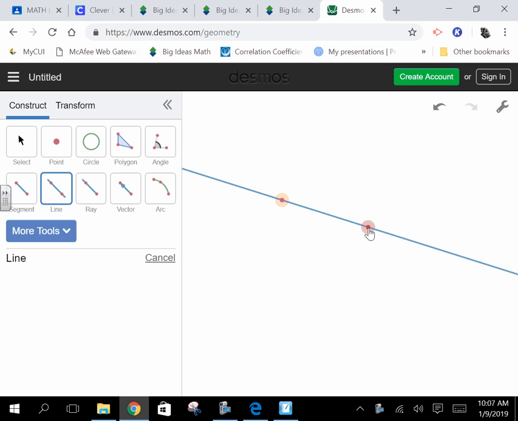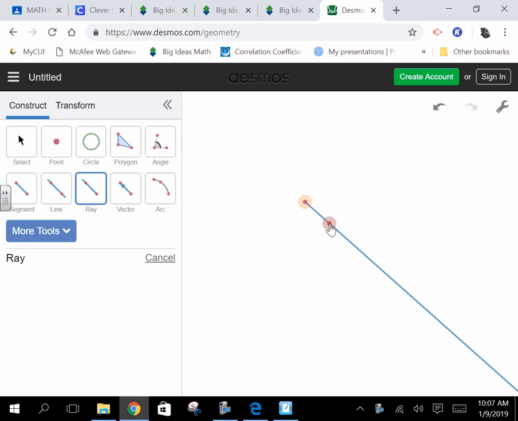What did I just draw? Can someone just say it? What did I just draw? Yeah, it's a line, huh? That's pretty obvious. Okay, watch this now. Now what? A ray. A line goes on infinitely in both directions.